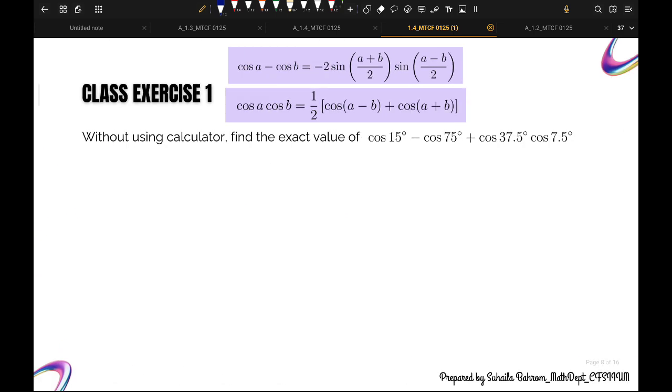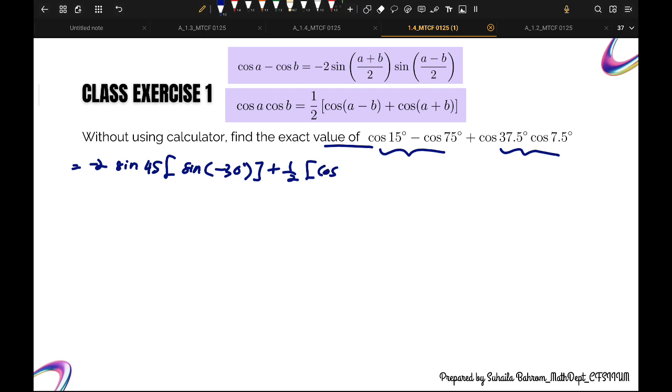Now let's proceed with class exercise 1. Without using a calculator, find the exact values for these trigo functions. For the first term here, we have to apply sum to product, and for this one we have to apply product to sum. I already gave the formulas that we have to apply. So I just straight away apply the formula: negative 2 sine 45 and then sine negative 30 degrees, plus half times cos 30 degrees plus cos 45 degrees.